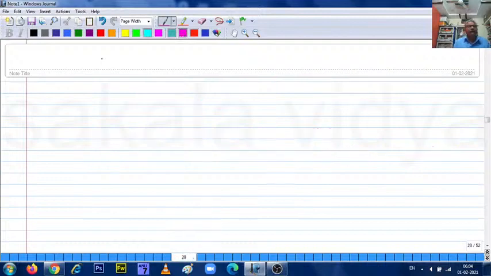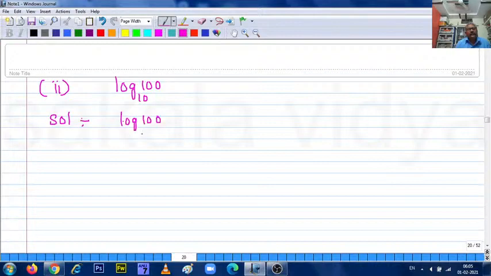Now, second one. We need to check whether log 100 to the base 10 is rational or irrational. It's a very simple solution. Log 100 to the base 10, this we can write as log 10 squared to the base 10.